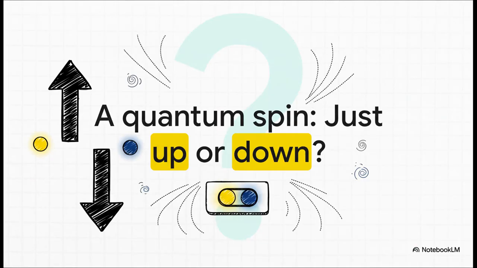You see, no matter how you measure a particle's spin, you're only ever going to get one of two answers, up or down. It's like a cosmic light switch. It's either on or off. But here's the real head-scratcher that's going to drive this whole explainer. Is the reality of that spin, before we even look at it, really that simple?